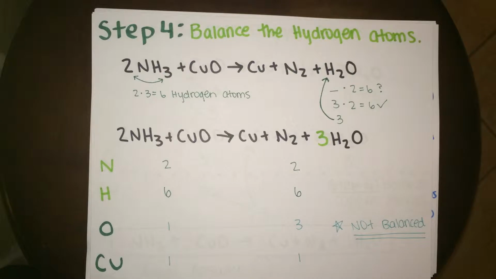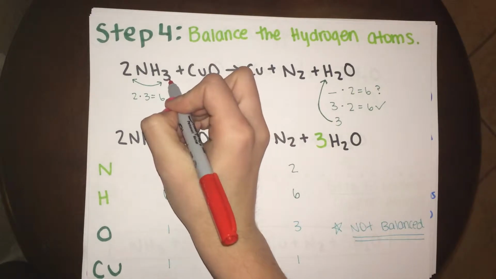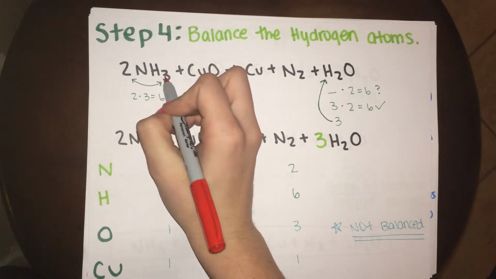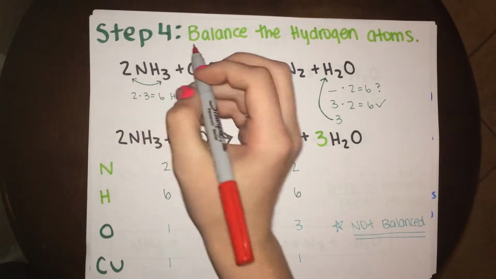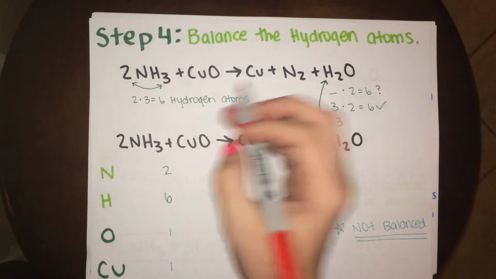Step 4 is to balance the hydrogen atoms. You balance the hydrogen atoms by looking at the left side first. Since there's a subscript 3 and a coefficient 2, you multiply them. There are 3 hydrogen atoms multiplied by 2, so 2 times 3 equals 6. On the left side there are 6 hydrogen atoms.